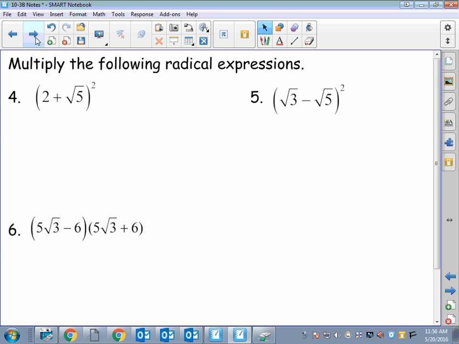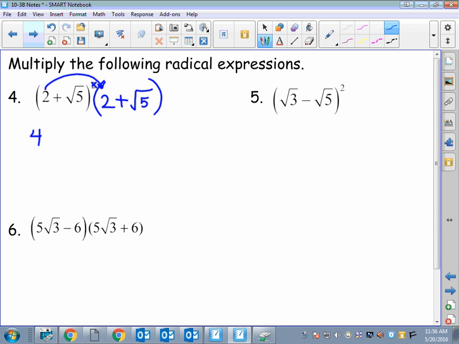So the very first one, it's asking us to square the quantity 2 plus the square root of 5. Well, remember when we square a quantity, we just get rid of the squared and we actually interpret what that means. To square a quantity means to multiply by itself. So we're going to FOIL. 2 times 2 is 4. That's my first term. Outside is going to be the 2 times 1, which is 2 root 5.